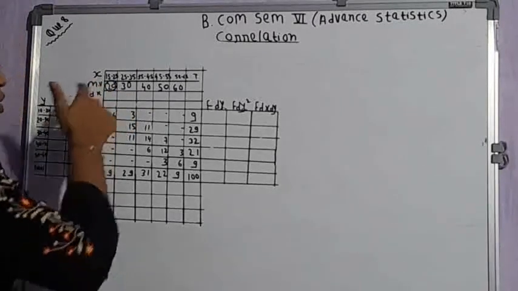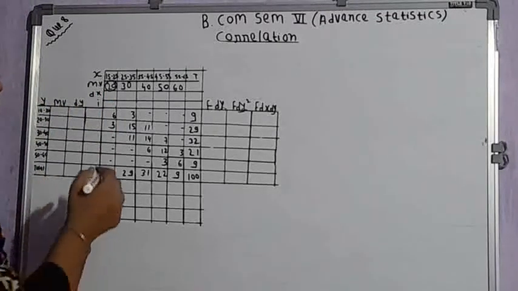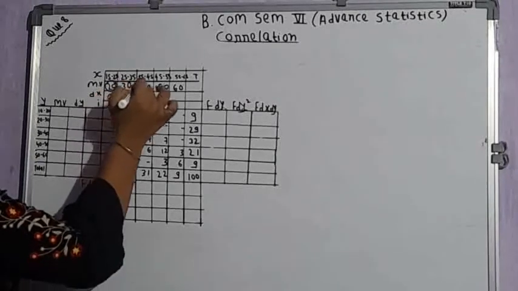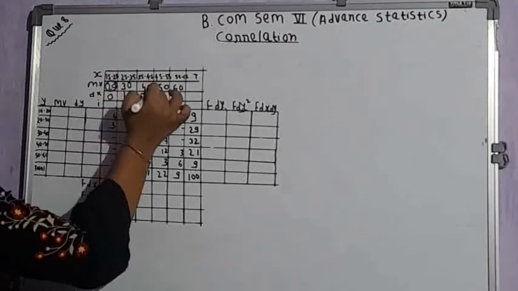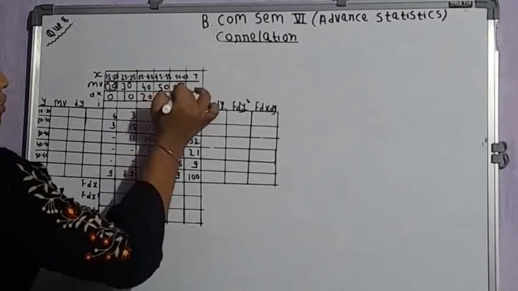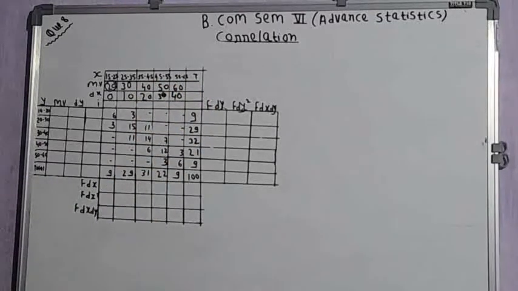So the first item is 20 and the assumed mean is also 20. So 20 minus 20 would be 0. Then 30 minus 20 would be 10. 40 minus 20 would be 20. 50 minus 20 would be 30 and 60 minus 20 would be 40. So this way we have calculated dx as well.